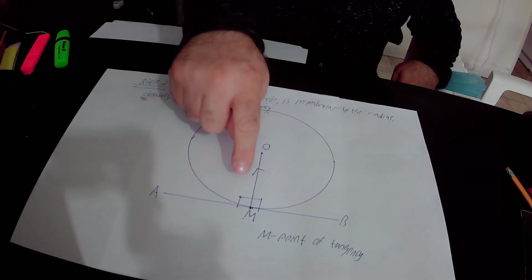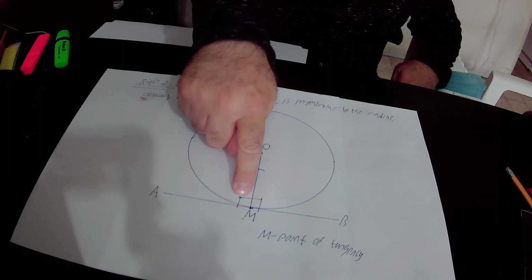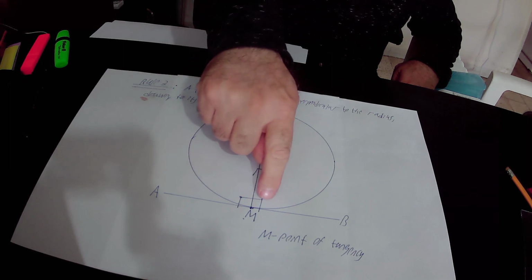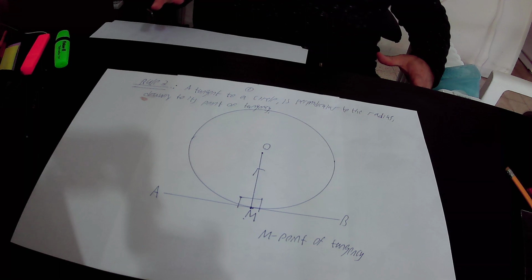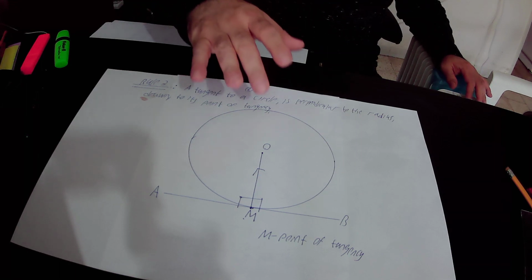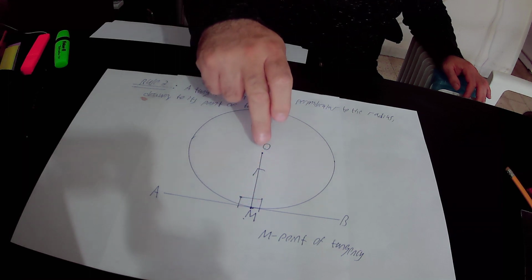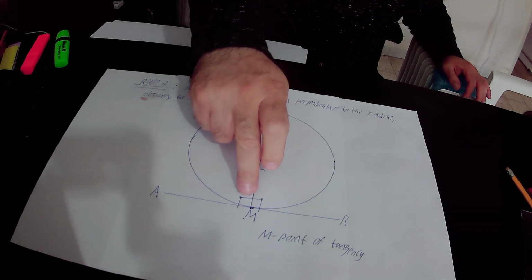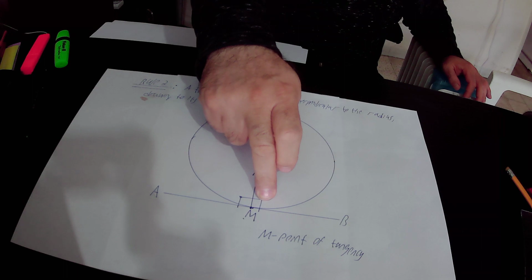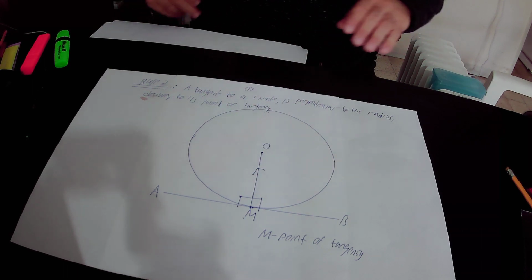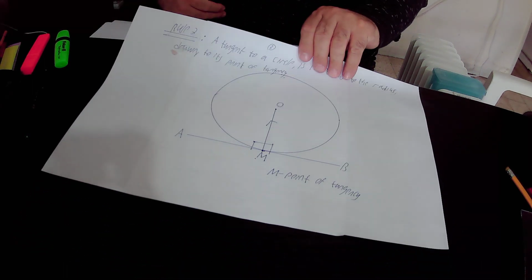That is to say, this angle will be equal to 90 degrees, and this angle will also be equal to 90 degrees. So whenever you have a radius that is drawn to the point of tangency, then the tangent will be perpendicular to the radius. In this case, this angle will be equal to 90 degrees, and this angle will also be equal to 90 degrees. Then we implemented rule number 3 in our drawing.